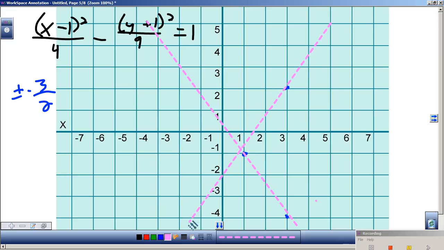I don't know about your paper, but I can easily erase it. If you're doing it in pen, it's very hard to fix something like that. Okay, so then we said the vertex was how far away from the center? A units. What is A? 2. So this is horizontal. So 1, 2. So these two are my vertices.